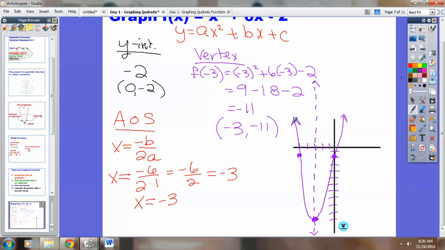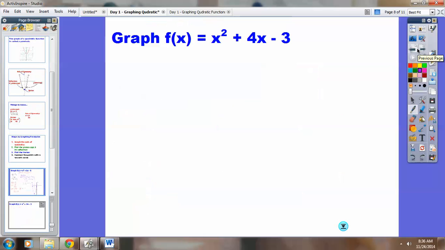That's the cover-up method. That's when I said cover up those x terms. So if you cover up those x terms, what do you have left? -3. Now remember, a y-intercept is a point on your graph. So we write our answer as an ordered pair: 0, -3.